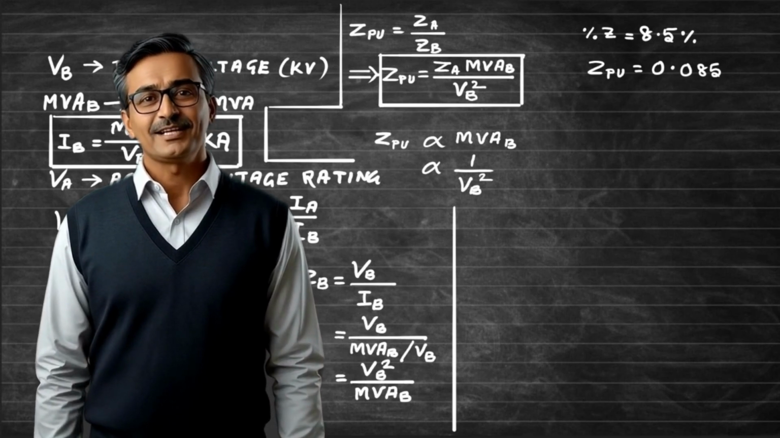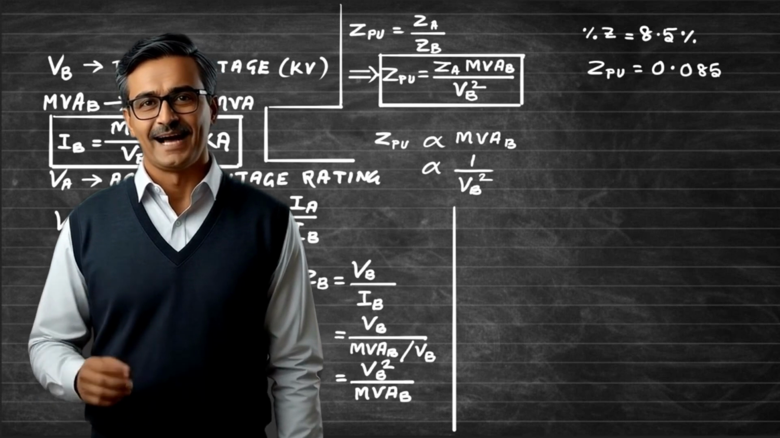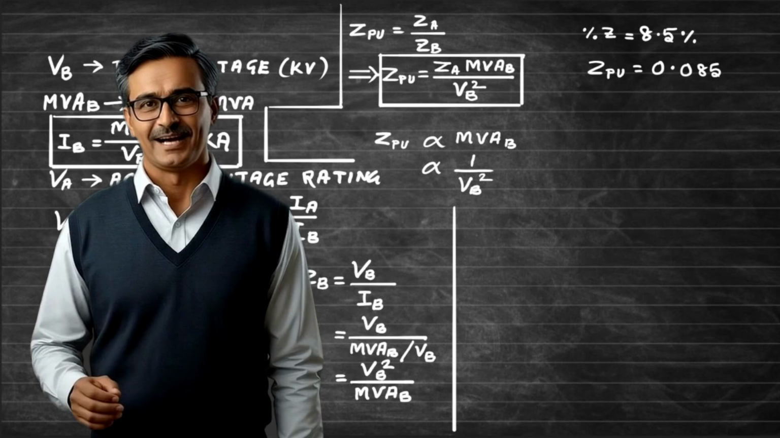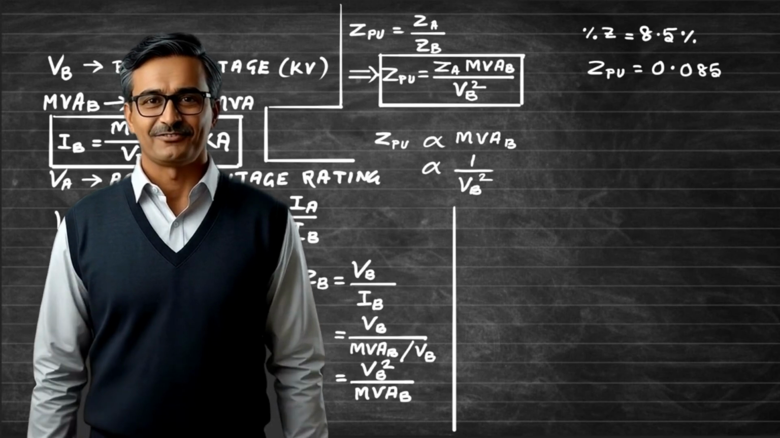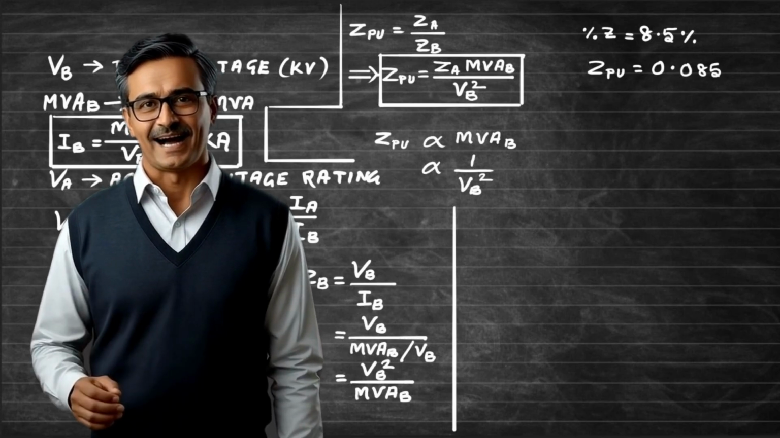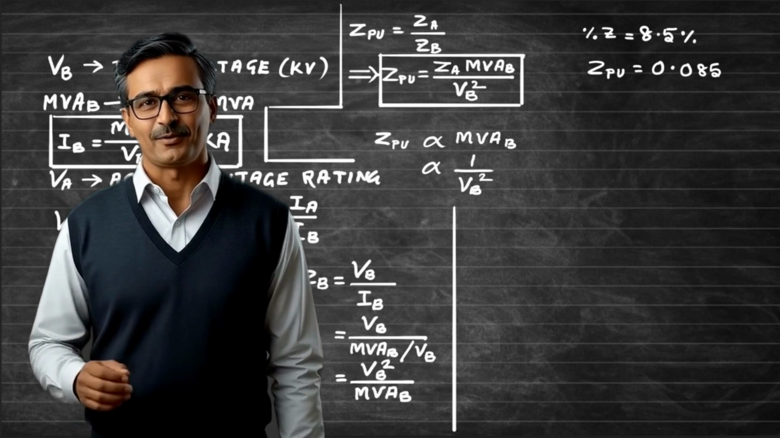That means, we consider the MVA rating of the transformer as the base MVA and the rated voltage level of the transformer as the base voltage in kilovolts. But in practical power system calculations, we often select a different base MVA and a different base voltage for the entire system. In that case, we must convert the per unit impedance of the transformer to the new base MVA and base voltage used in our calculations. And this conversion can be done using a very simple equation.